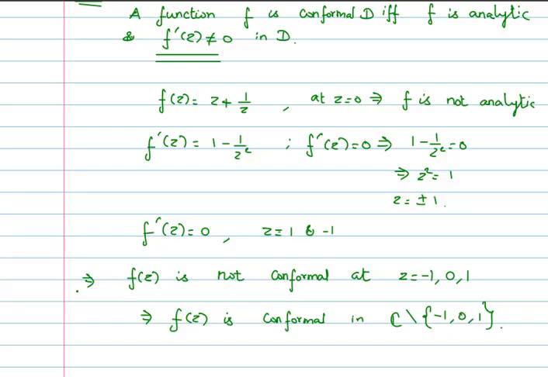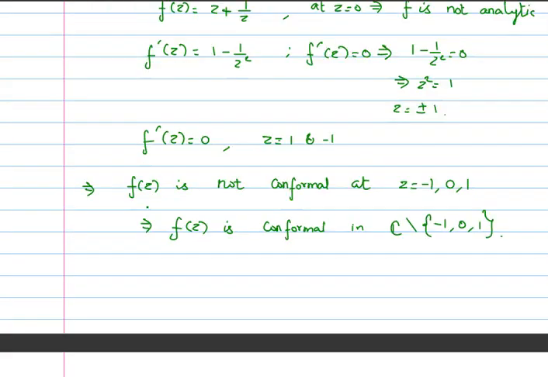So what is the second question? I want to find the critical points. What do the critical points mean? F prime of z is equal to 0. So clearly we can say that minus 1 and plus 1 are the critical points of the given f of z.